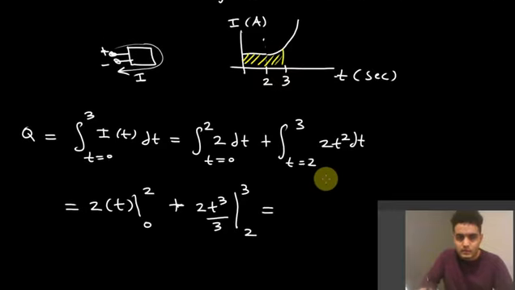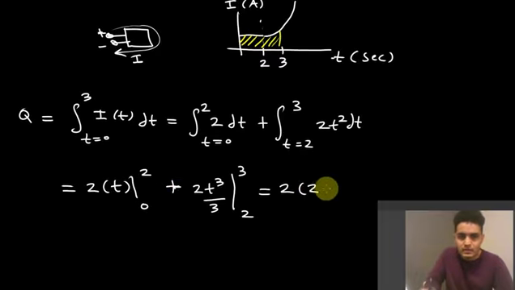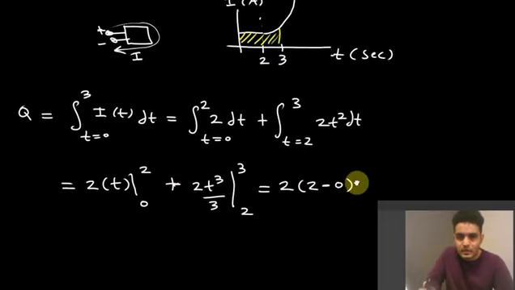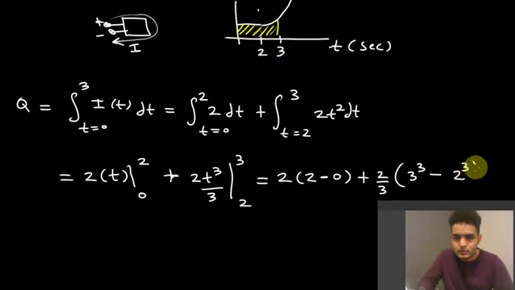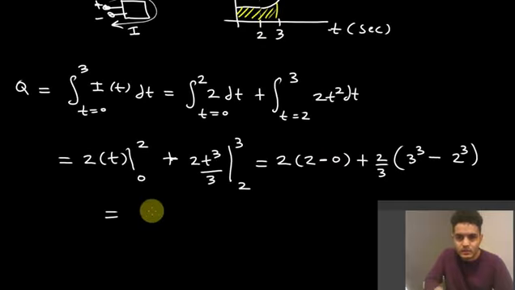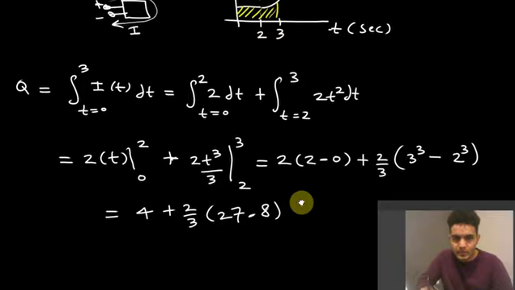Now let's see, what's the final answer? You're going to have 2 times 2, because the 0 is not going to matter. Let me just write it just in case people don't remember their calculus. That's going to be that answer. Then you're going to add 2/3 times t cubed, so 3 cubed minus 2 cubed. Now what is that going to give me? That's going to be 4 plus 2/3 times, 3 cubed should be 27 minus 8, which is going to be what, 19?